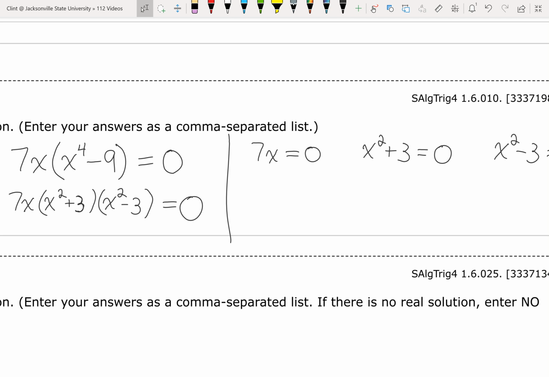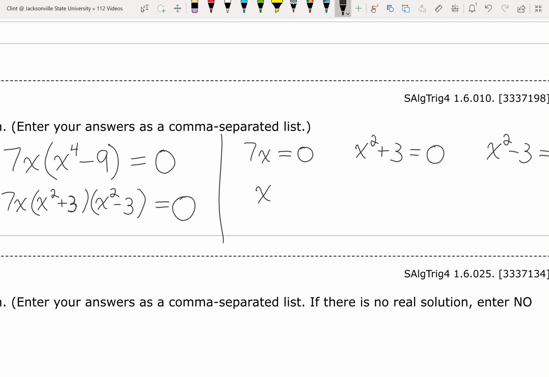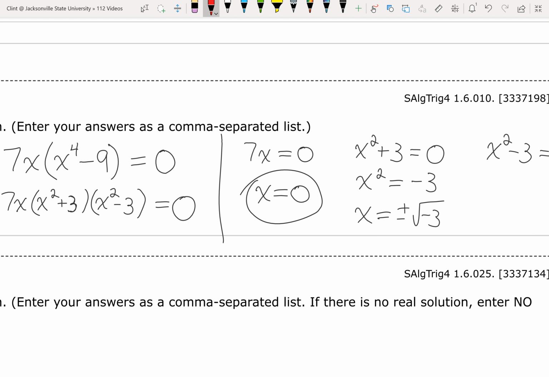So what can we do? We can divide both sides by 7. We get x equals 0. That's a real number, so there's a solution. On the other one, if we do x squared equals -3, well, you might say take the square root of both sides. I'm okay with that. So plus or minus square root of -3. But that's a negative number underneath the square root, so that's going to be a complex number, not a real number, so we don't need that.